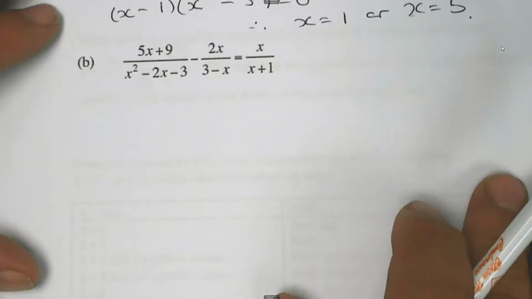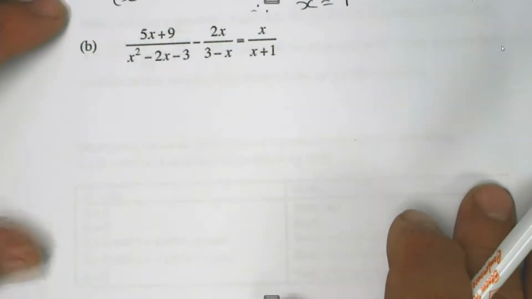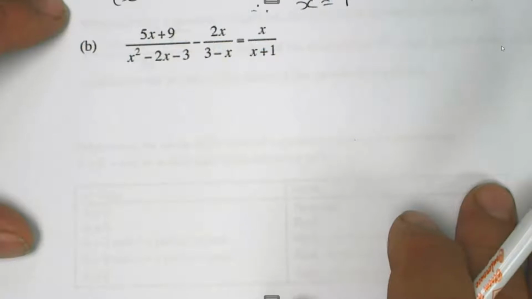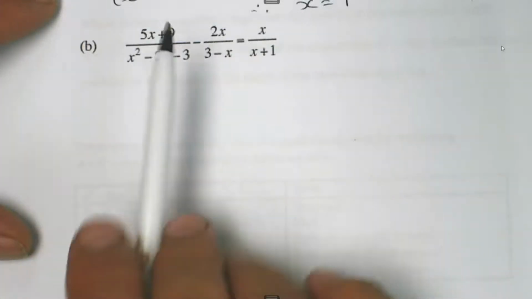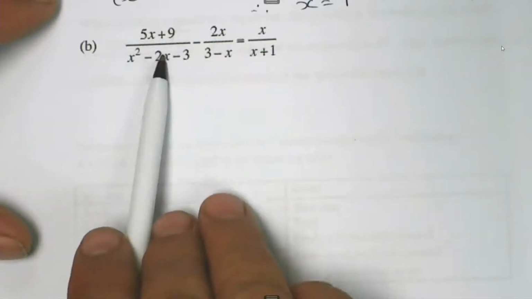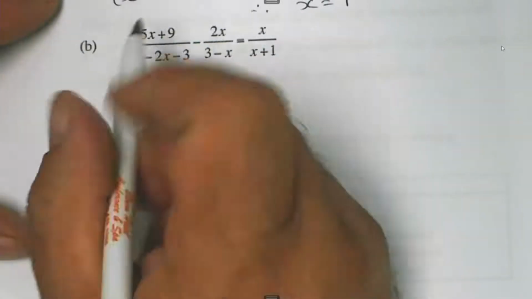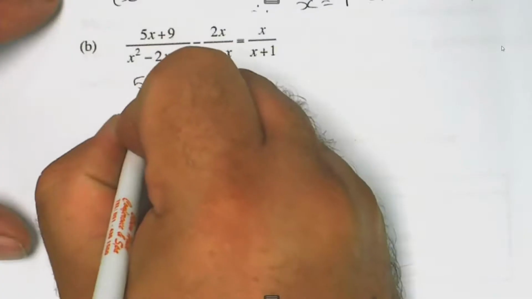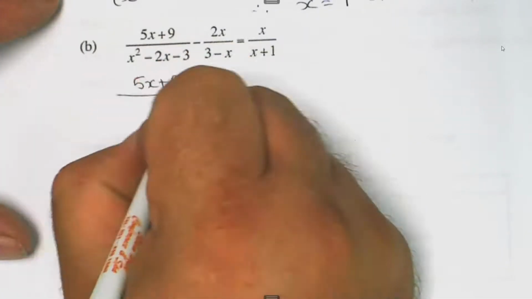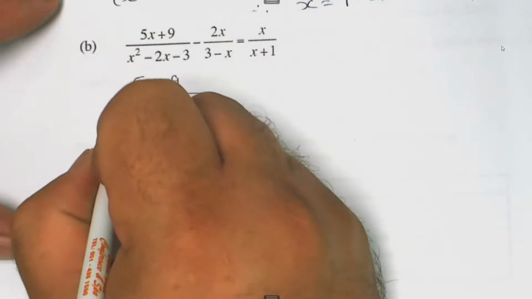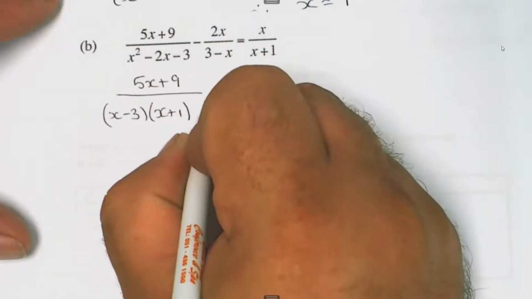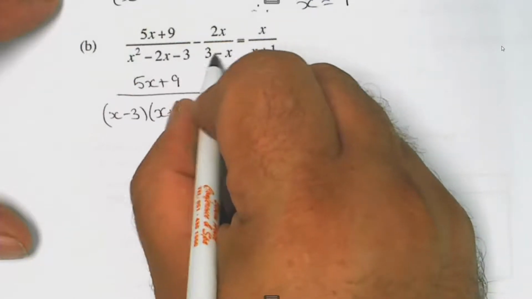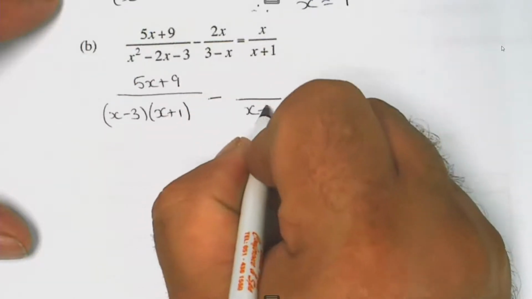In the next question, if there's a fraction in an equation, your first step is to get rid of the fraction by finding an LCD. But before we can find the LCD, we must factorize the denominators. So this becomes 5x plus 9 over, factors of x squared is x minus 3 and x plus 1, negative. I'm going to change 3 minus x to x minus 3.